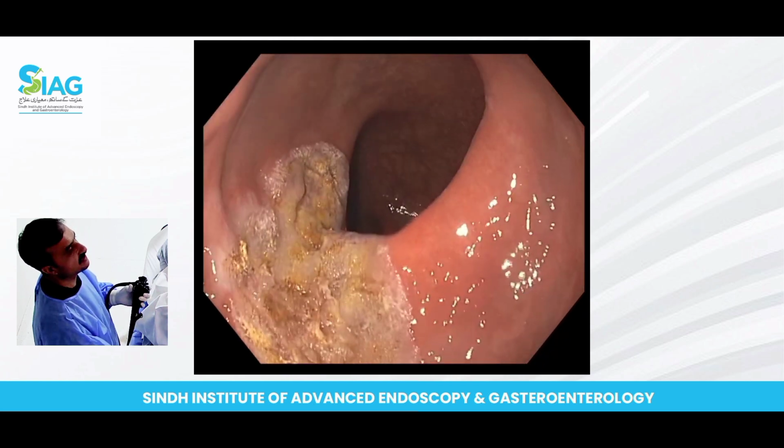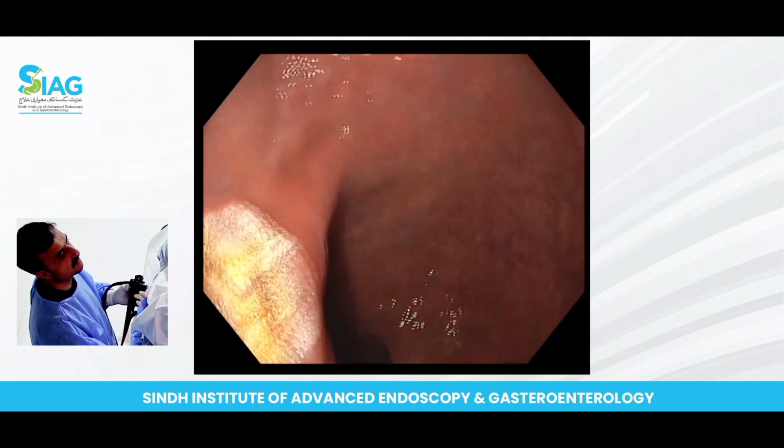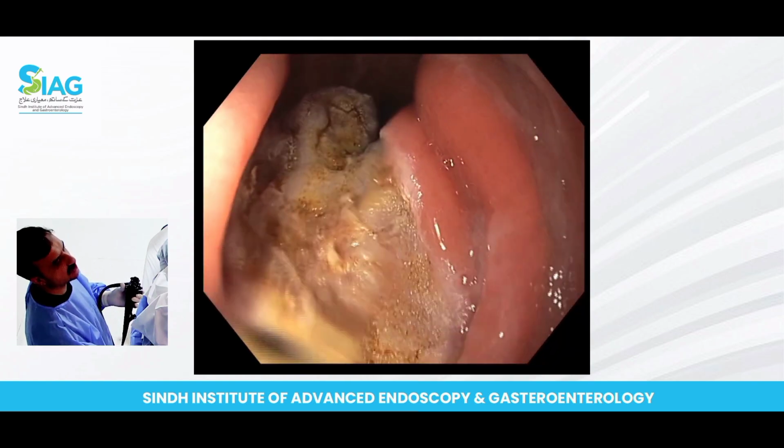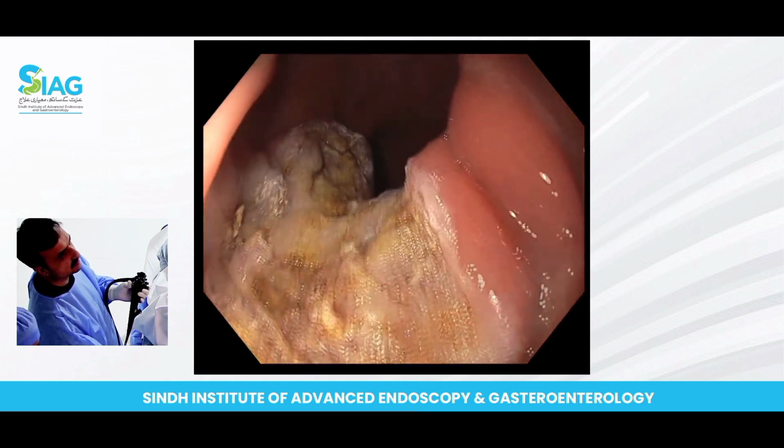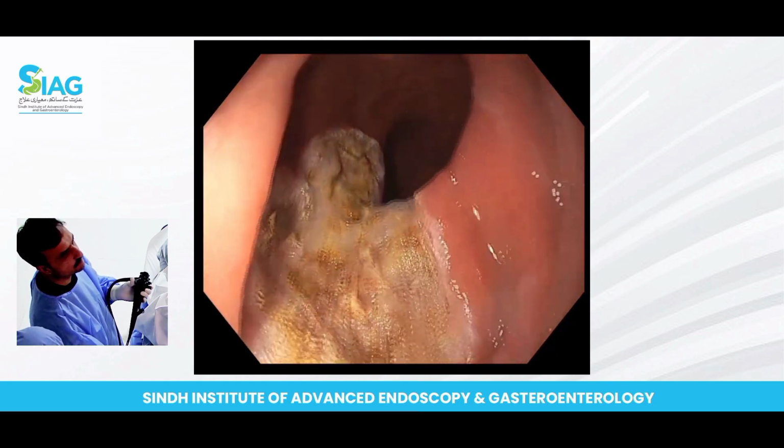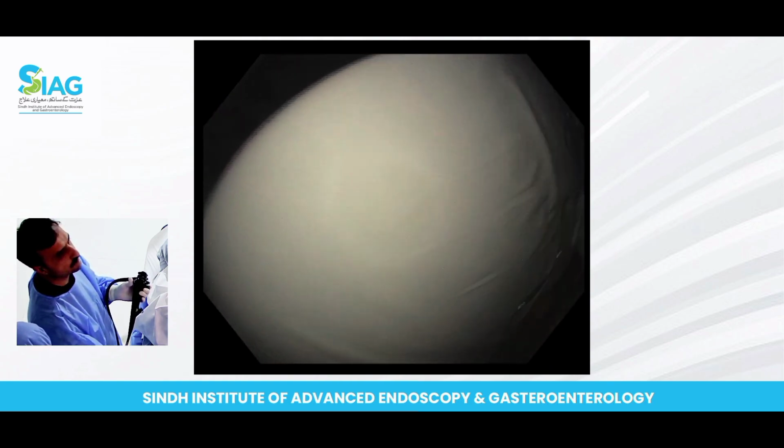And now you can appreciate that we have nearly done complete APC of this solitary rectal ulcer syndrome, and we will try to repeat this procedure every month for at least 4 to 6 sessions.